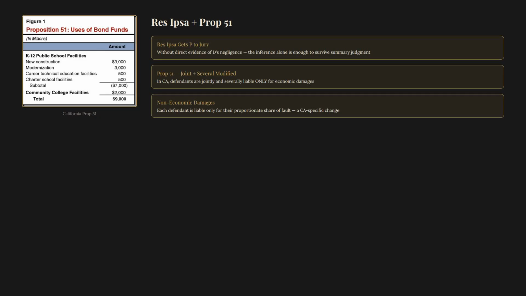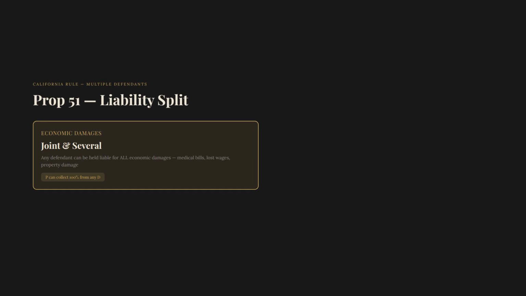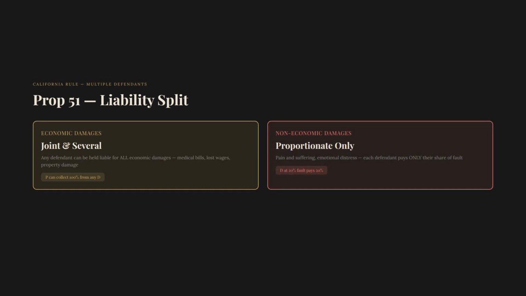Under Prop 51 in California, joint and several liability was modified. Defendants are jointly and severally liable only for economic damages, but for non-economic damages, each defendant is liable only for their proportionate share of fault. That's a California-specific rule that changes the outcome significantly when you have multiple defendants.